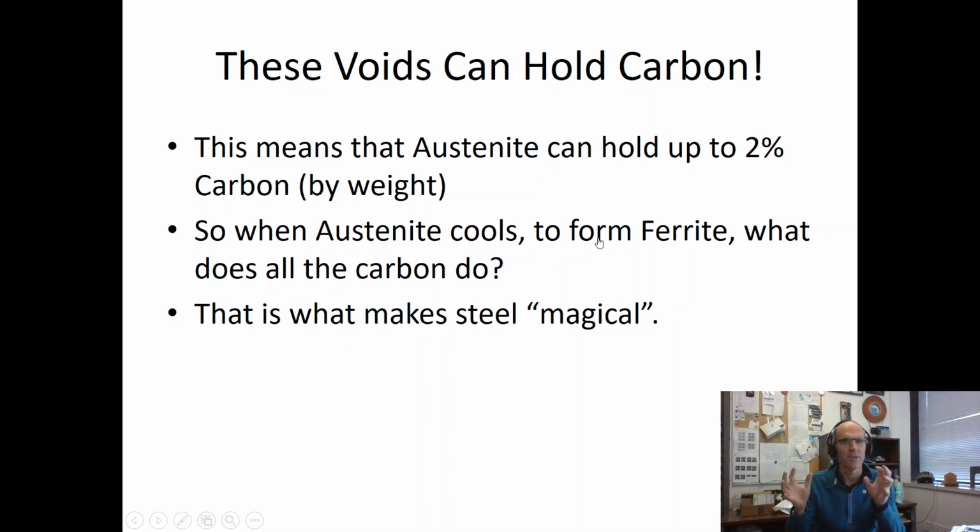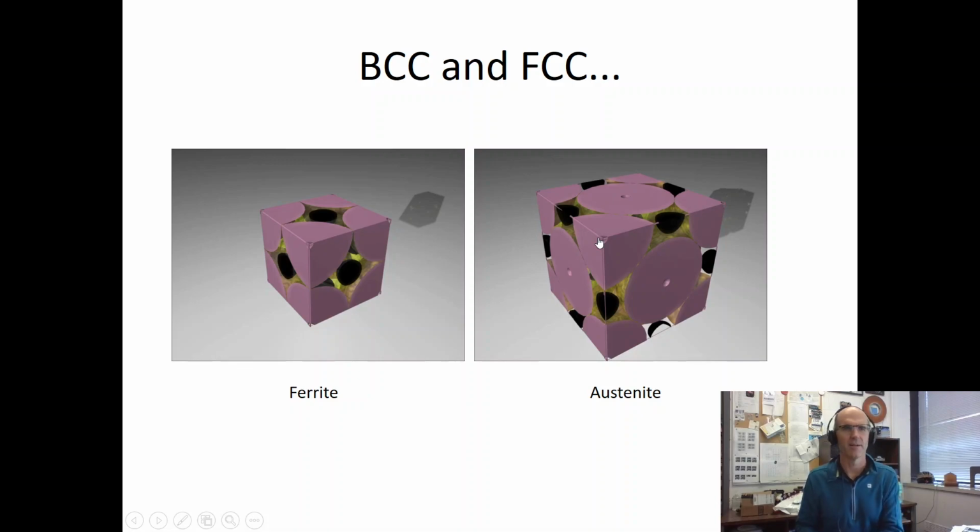This stage, where you've heated up all of the material into austenite and have the carbon evenly diffused across all of those interstitial voids, is what makes steel magical. So just take a quick look right here. There is our ferrite trying to fit carbon in there, and you really can't do it. There's not enough space for that carbon atom to fit nicely. But in the austenite, there's all these places in between the various balls, in between the various big iron atoms, where you can fit in the small carbon atoms.